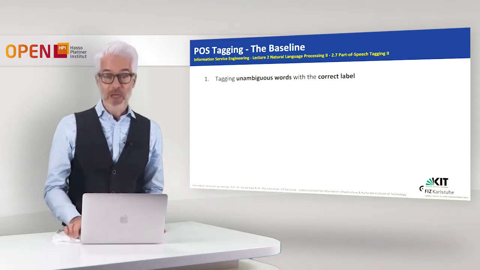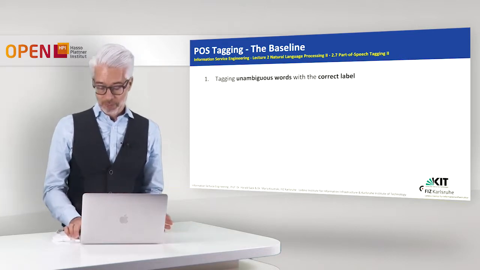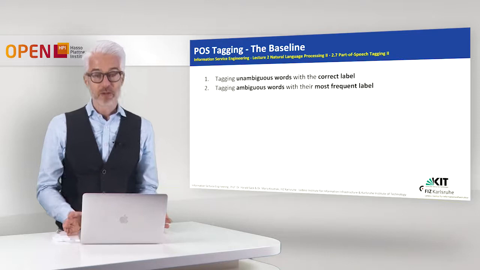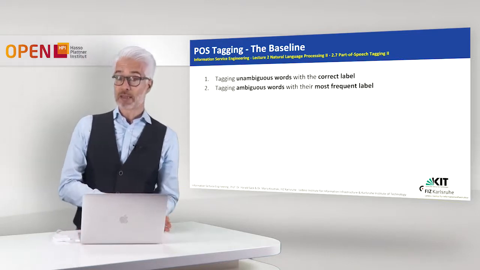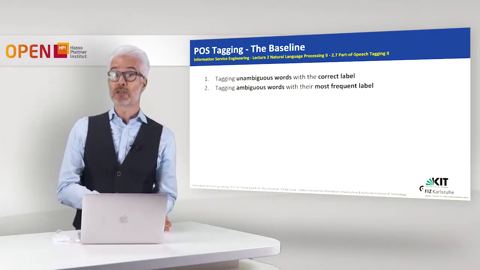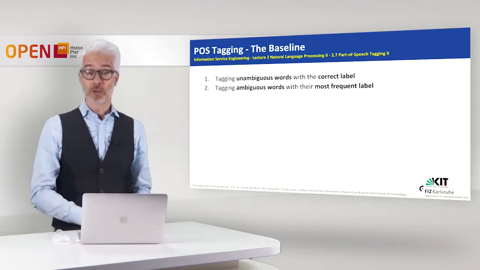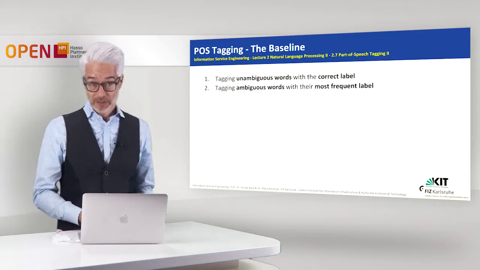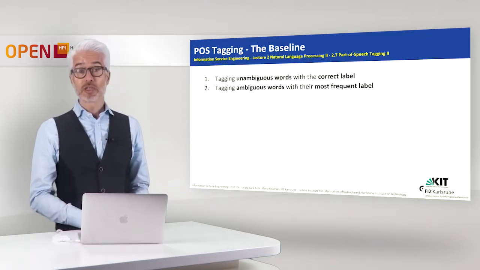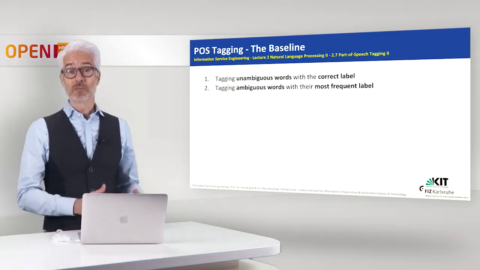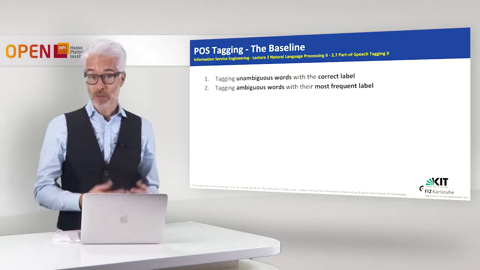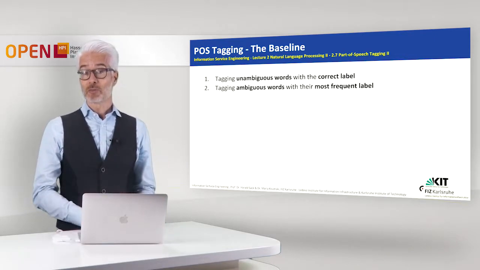And then we end up with a bunch of ambiguous labels. What do we do with them? Ambiguous words we could probably tag with their most frequently used label, which means we do, of course, some kind of language modeling. So we analyze a larger corpus, and then we try to find out which tags are most often used together with these words. So this would be the second step.